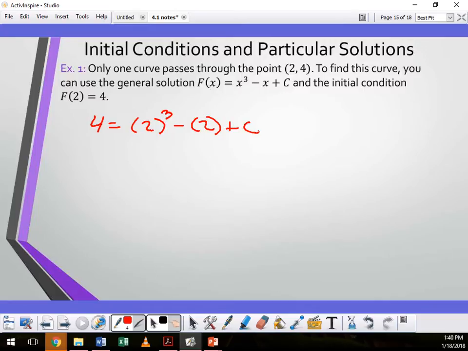So then I got to go over here, so it's going to become negative 2 equals C. Now we solve for the initial condition, so my function now is going to be f of x equals x cubed minus x minus 2, or plus negative 2, either way. So that is my initial condition for that one right there.